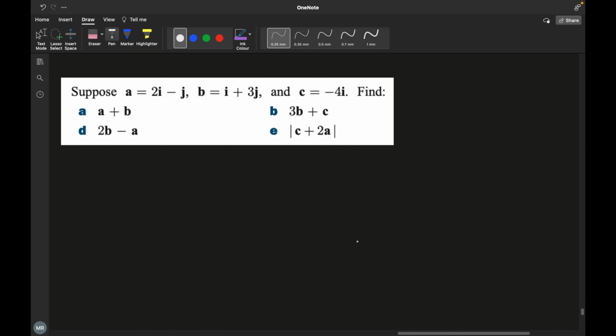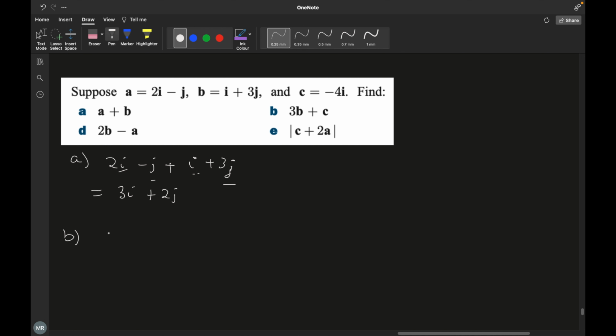Time for this one. Suppose A is this, B is that, and C is that. We have to find A plus B. A is 2i minus j, and B is i plus 3j. We have to add the i components and j components. It's almost like like term addition. This is i and i, this is j and j. You can't add these two, you can't simplify it further. So it's going to be 3i plus 2j.